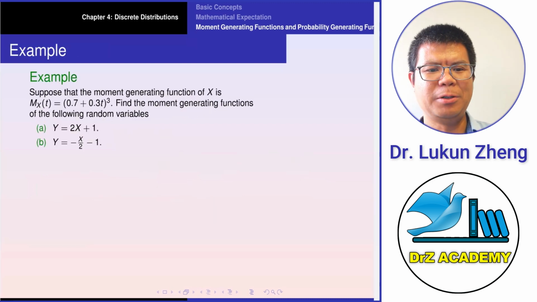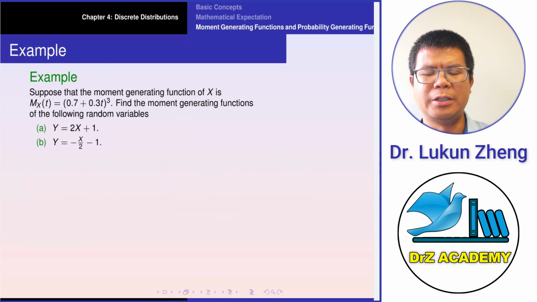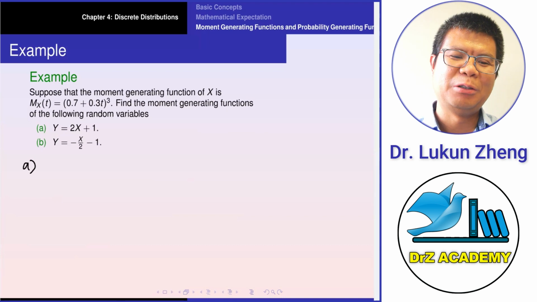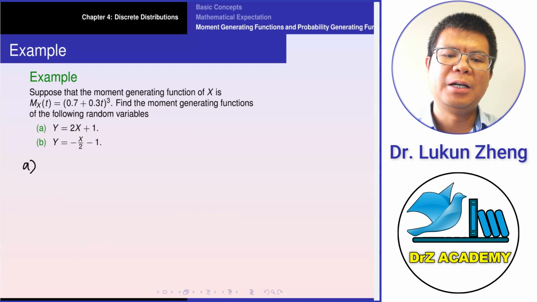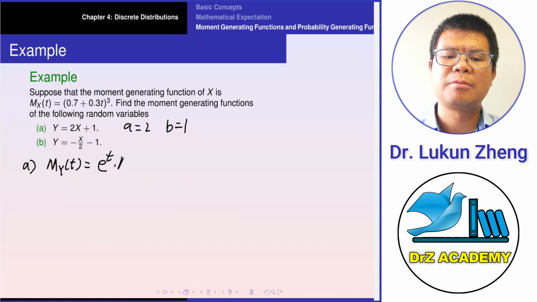Now let's consider this example. Suppose the moment generating function of x is given here. Find the moment generating functions of the following random variables. So it's basically just use the previous theorem. So y equals this one, so the moment generating function for y is going to be, here a equals 2, b equals 1. So it's going to be e to the power bt, e to the power t times mx of at, a is 2, so that's 2t.